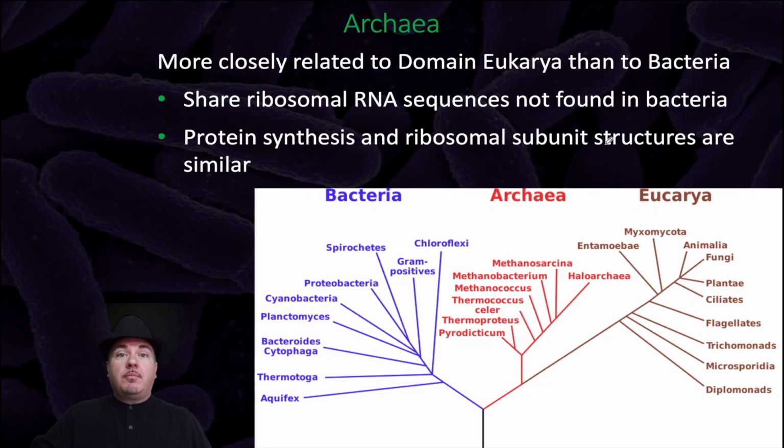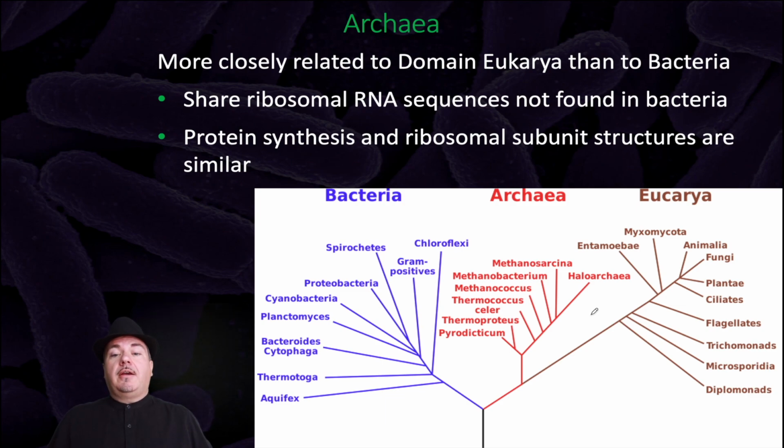The Archaea are more closely related to the domain Eukarya than to the domain bacteria. You can see that in this representative phylogenetic tree of life, where you have the bacteria splitting off separately from the Archaea and the Eukarya. Now, how do we know the Archaea are more closely related to the eukaryotes than the bacteria?